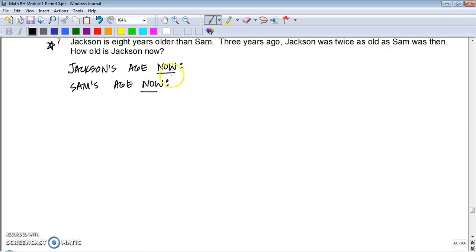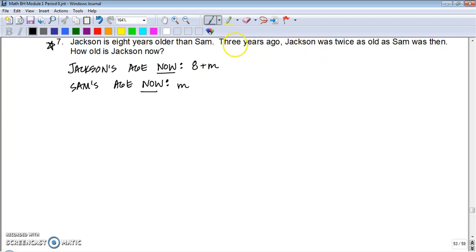This is critical. Whenever we do age problems, we usually focus on defining the variable as somebody's current age and not in the future or in the past. So Jackson is 8 years older, so we're going to increase Sam's age. We'll have Sam be some variable m and Jackson be m plus 8, or 8 plus m.